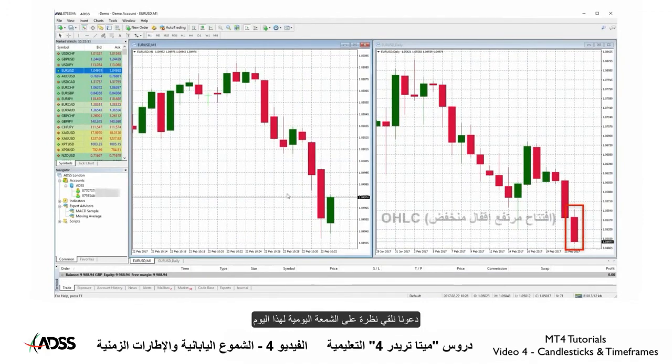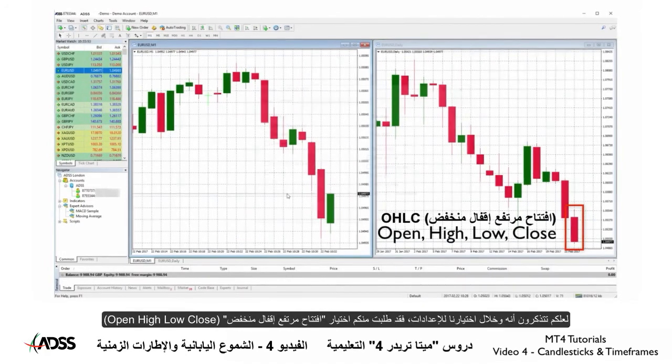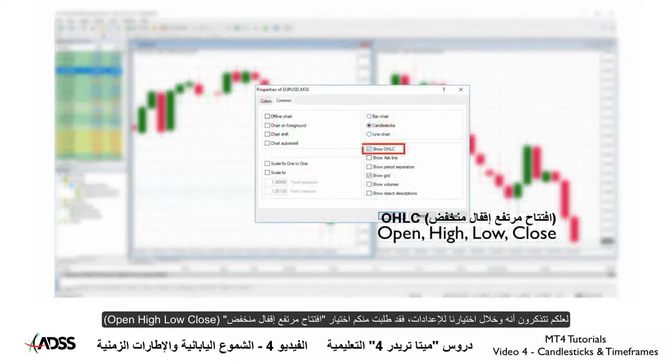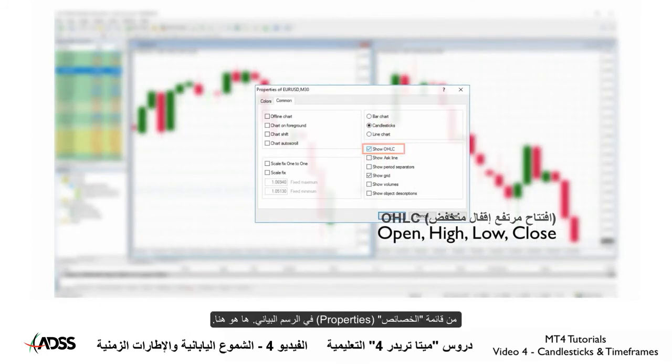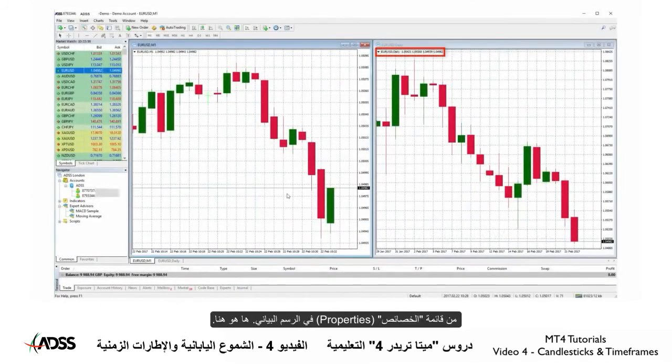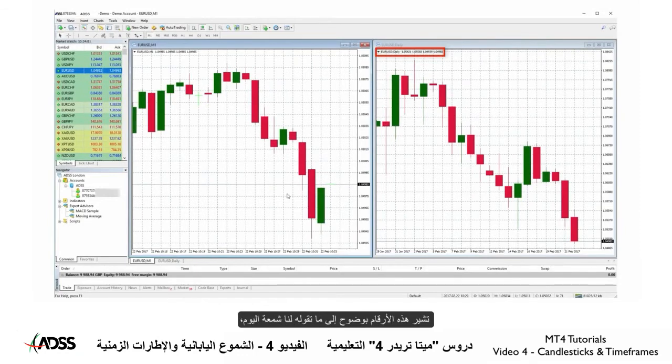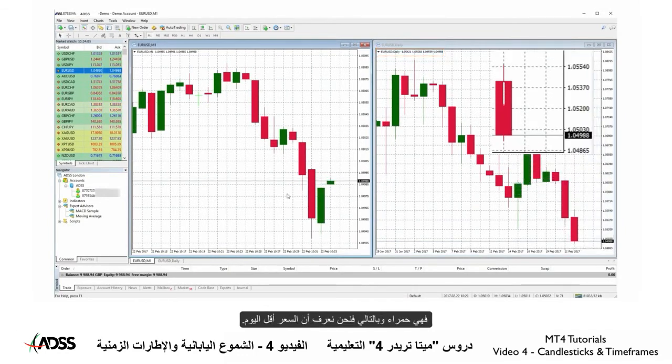Let's take a look at today's daily candle. You may remember that during our setup, I asked you to select Open, High, Low, Close in the chart properties. This is it here. These figures clearly state what today's candle is telling us. It is red, and therefore we know price is lower on the day.